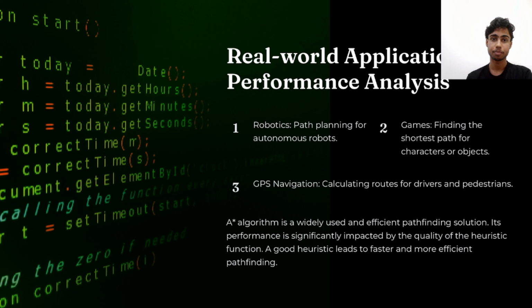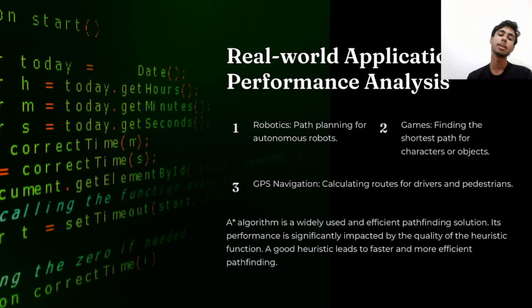Second is games, like video games such as PUBG, Call of Duty, and other open-world games. AI bots use A star to find their way around the map, whether they are chasing a player or escaping danger. They need to find the shortest and the safest path, and A star helps them to do that.